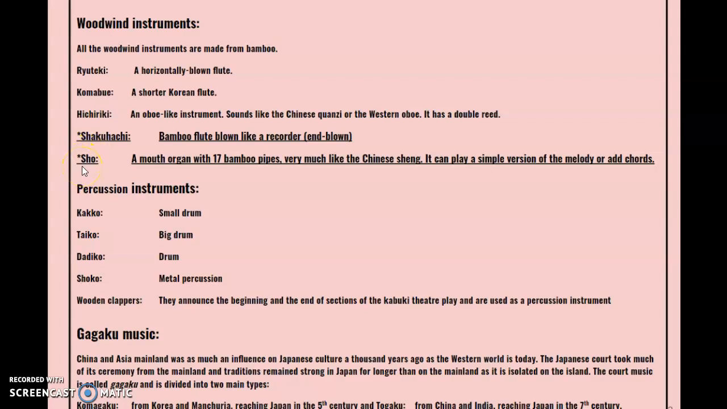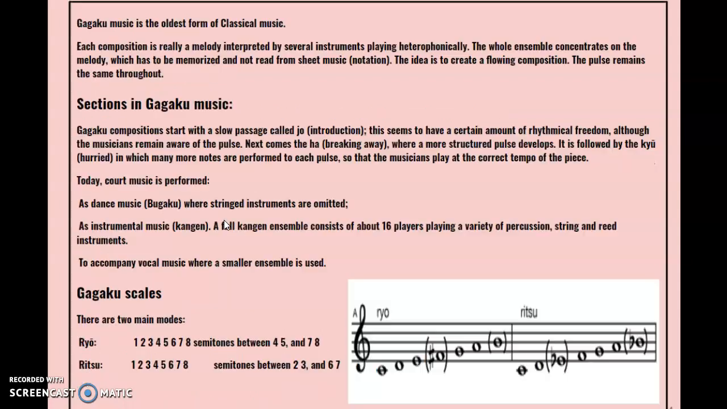Okay, and the sho, the mouth organ with the 17 bamboo pipes, very much like the Chinese sheng. It can play a simple version of the melody or add chords. So I need to know the koto, the shakuhachi, and the sho. You don't need to know the percussion instruments, but I think we will see a lot of them at the Olympic Games, especially the big taiko drums.